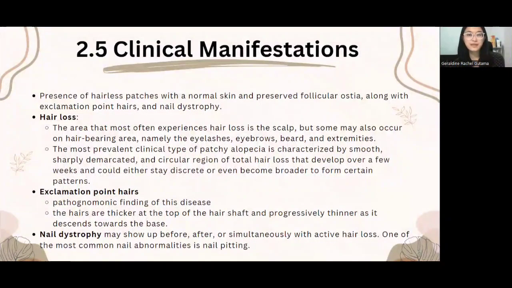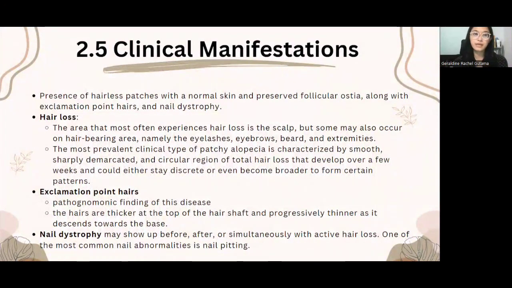Hello, doctor and friends. My name is Geraldine, with the last three digits of student ID 100, and I'm going to present the clinical manifestations of alopecia areata. The clinical manifestations include patches of hair loss with normal skin and preserved follicular ostia, along with exclamation point hairs and nail dystrophy.